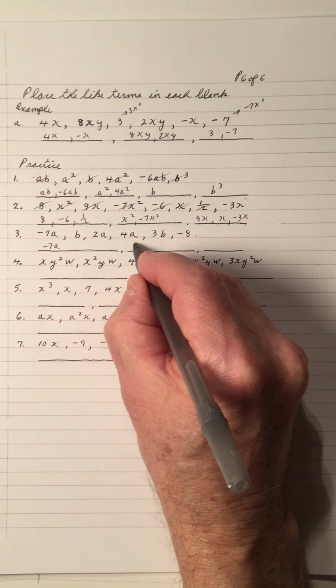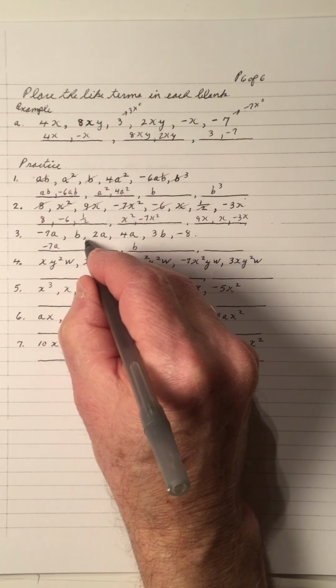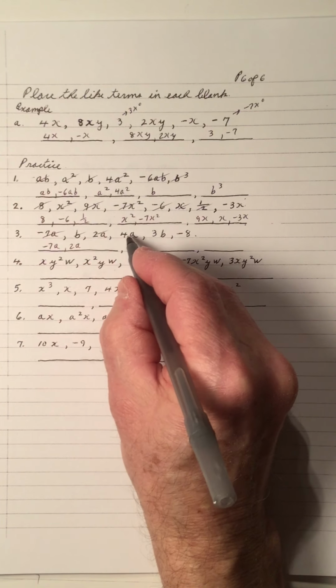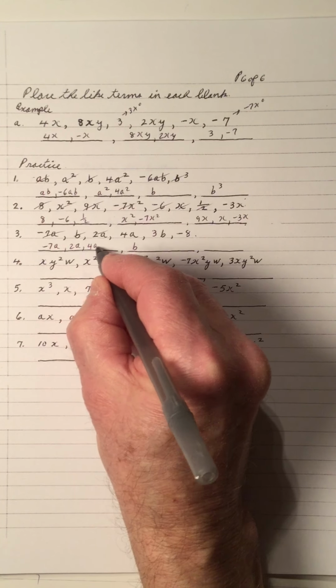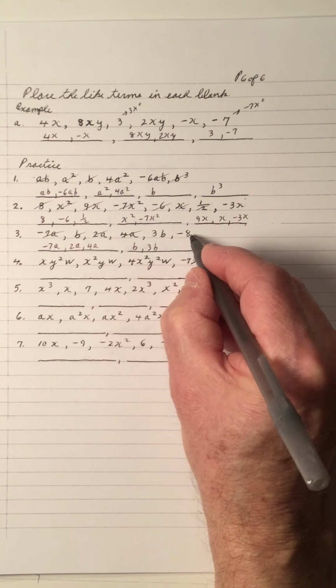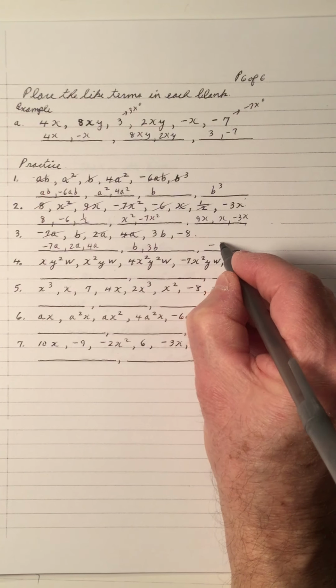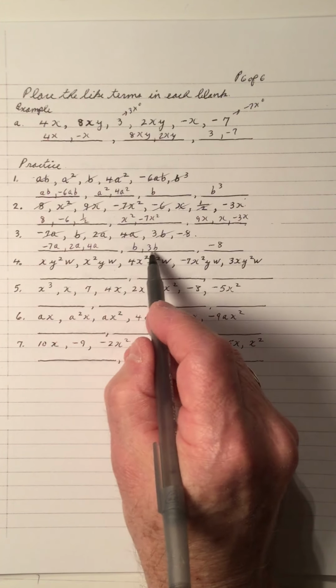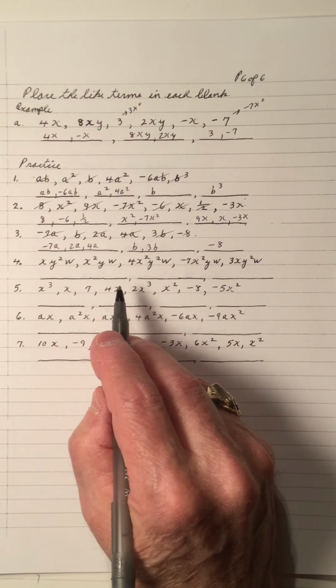B is not like it, so let's put it in this blank. 2a, yeah, that's like that. So as I do them, 4a, oh, that one goes there. 3b goes with the b. And a negative 8, all by itself, because it's a number. So there's the a's, there's the b's, and there's the constant.